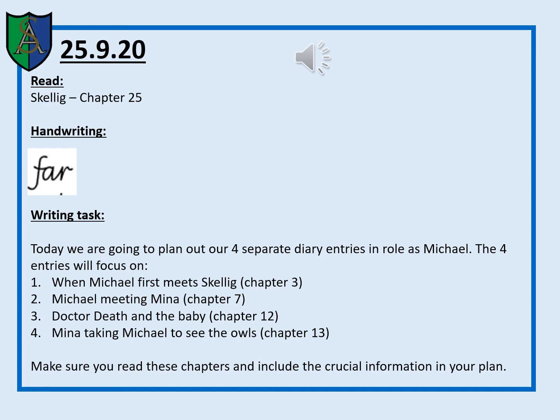So today's writing task is to plan our diary entries. Now we're going to structure our diary entries in the same way that Eliza structured hers. Do you remember at the beginning of the week we looked at the diary extracts from that World War II evacuee? So we're going to be writing 4 separate diary entries from 4 separate days that Michael has experienced.